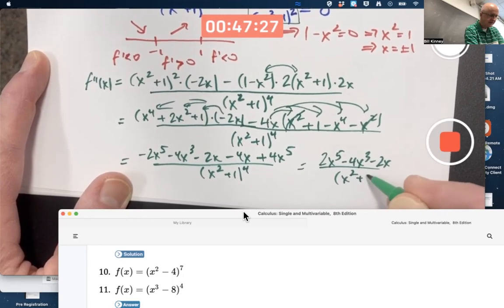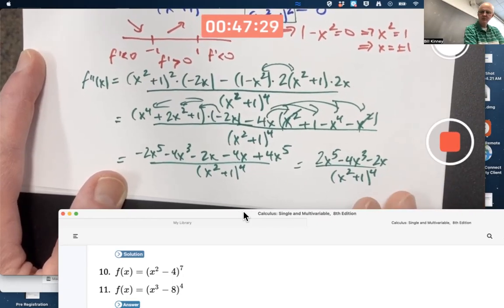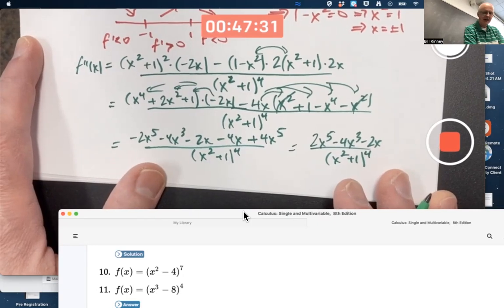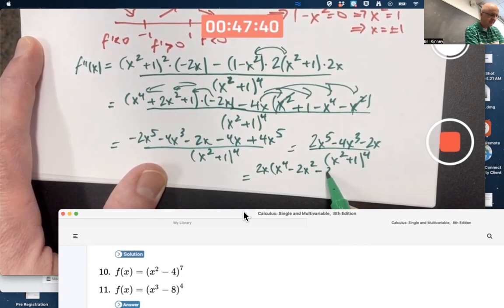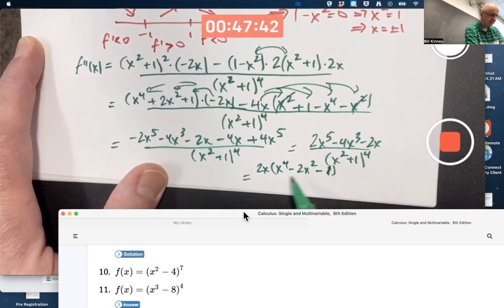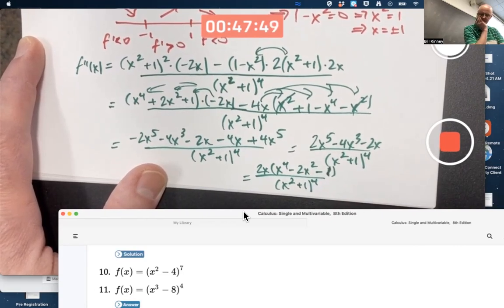Now I very well could have made a mistake. I do make plenty of mistakes. Yeah. Can factor out a 2x. Can that be factored anymore? Not very easily. I do see this is going to be 0 at x equals 0. That's one possible inflection point.